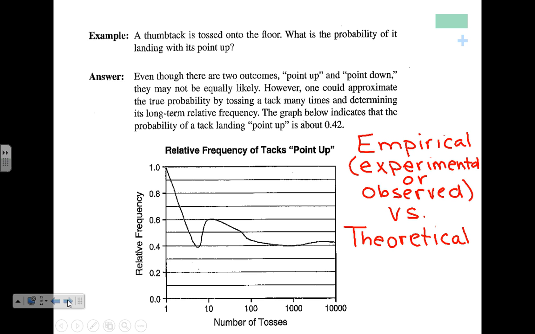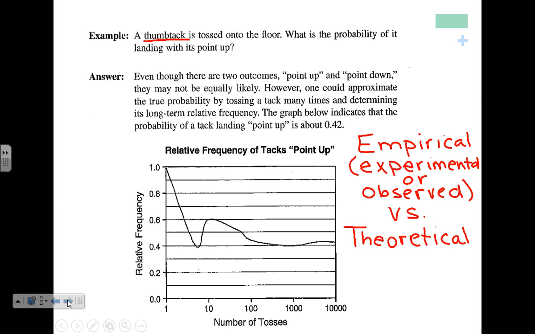For instance, rolling a die. We know that if it is a fair die, 1/6 of the time we should get any given number. But let's take this example. A thumbtack was tossed on the floor. What is the probability that it lands with its point up? This isn't something we could easily get a theoretical probability for. We know there are two outcomes, point up and point down, but they might not be equally likely. So we could use empirical probability. We could toss that thumbtack over and over and over again and see what we get over time.